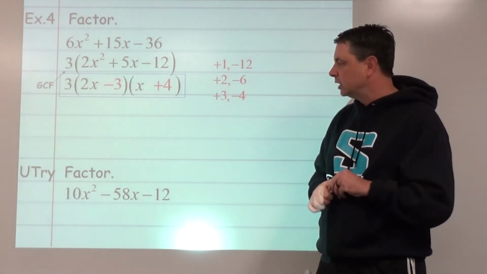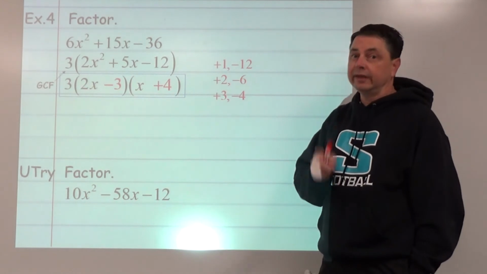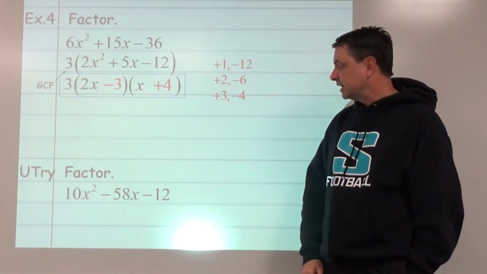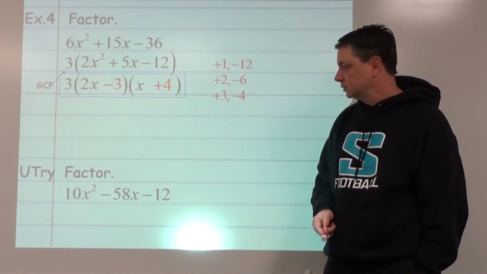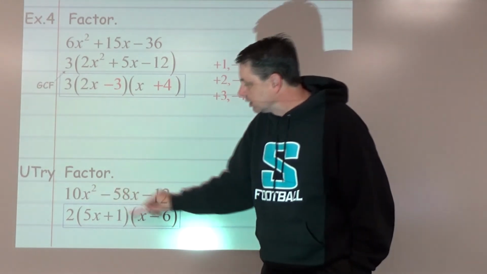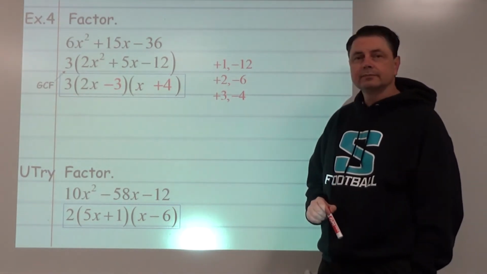You try this one. Pause here until you're ready. Think about the GCF. This one does have a GCF. They're all even. We can factor out a 2. 2, then, and so on. We're not seeing all the steps here, but then we would end up with this.